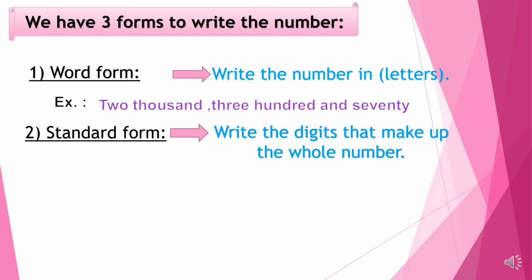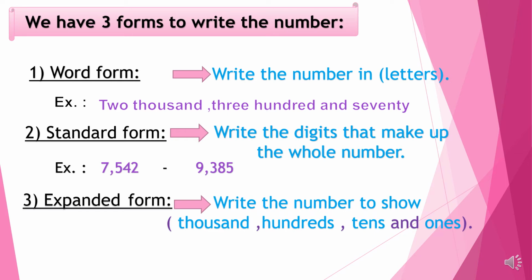The second way, standard form. Standard form, to write the digits that make up the whole number. So I can write the number using digits, like this. I have here two numbers written in digits, 7,542, and the next number 9,385.